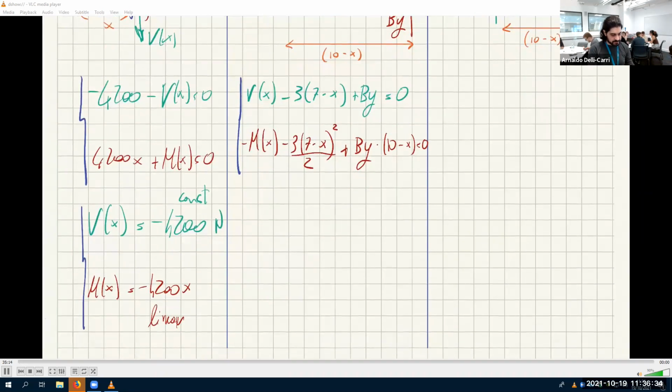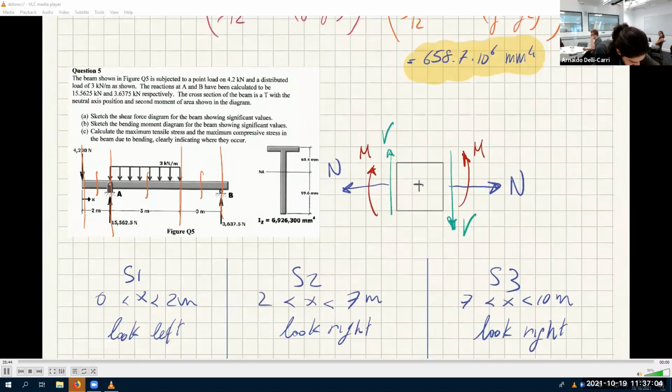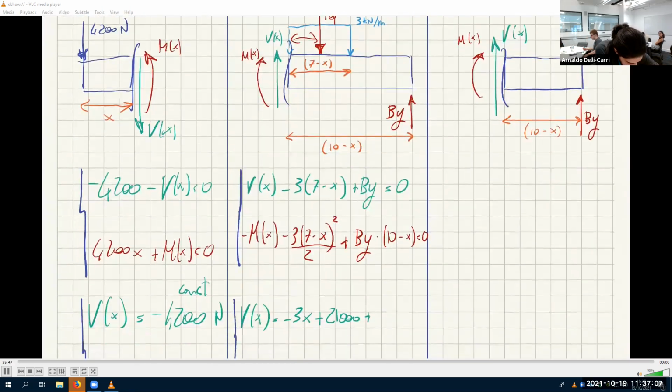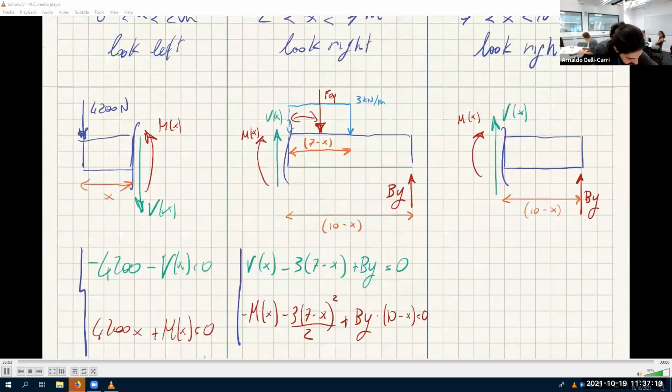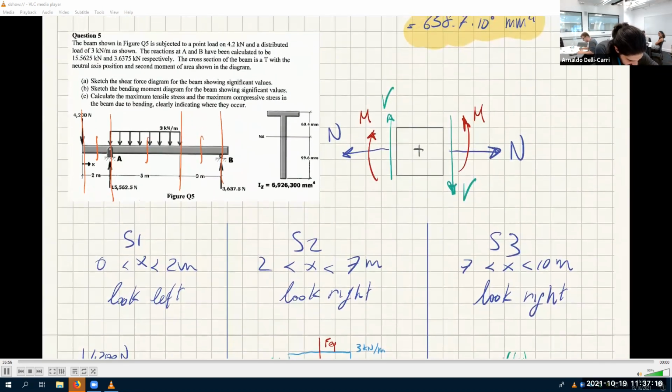Let's do this expansion. You do it, because I'm busy doing v of x. I'll do v of x, you do m of x. So v of x equals minus 3x plus 21,000 plus by, which was 3,637.5.